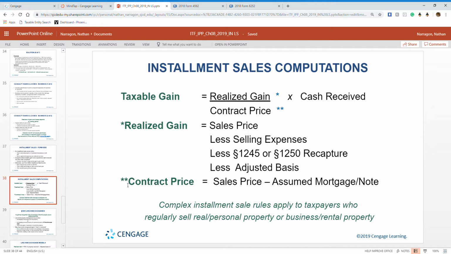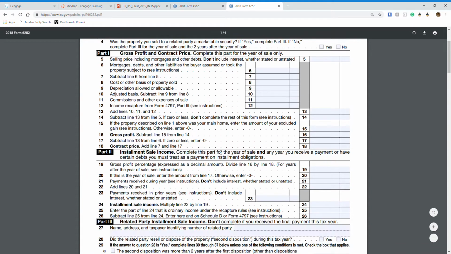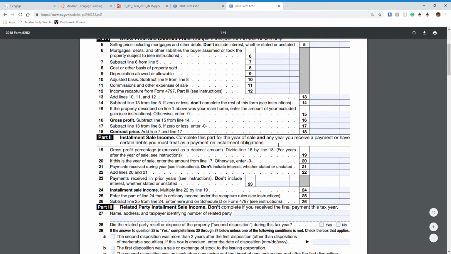So how does the computation go? Well, taxable gain equals realized gain times cash received over contract price. So, times cash received, and it should have been divided by the contract price. Again, here we go: selling price, any mortgages, and it allows you to put in your depreciation, figure out your adjusted basis, commissions, and income recaptured. So here's our recapture, and so forth as we go through.